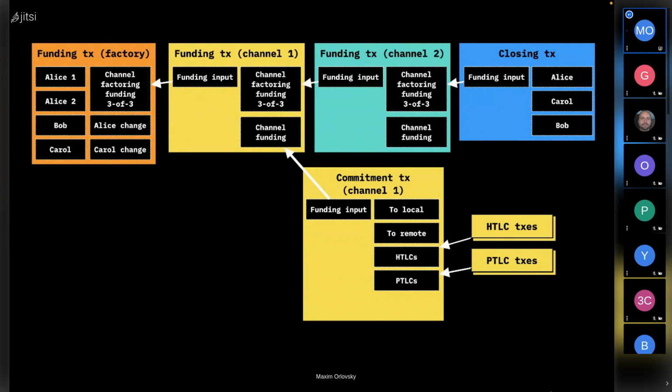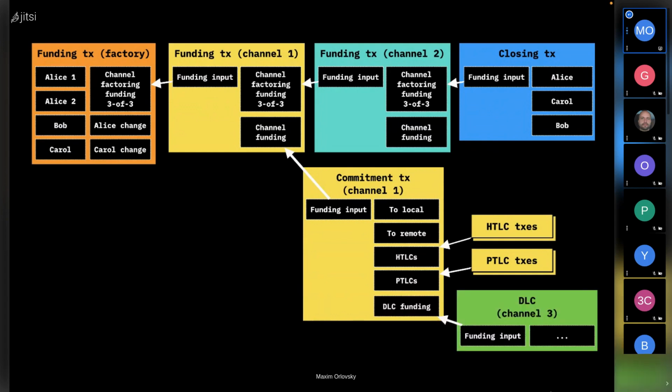However, additionally to that, we would like to allow such things as adding other types of contracts. Additional to HTLC, here we have PTLC outputs, and this channel will be able to operate and route payments in both HTLC and PTLC format. And finally, we would like to be able to embed a DLC channel into channel 1. And this DLC channel will operate using the commitment transaction as a funding input.